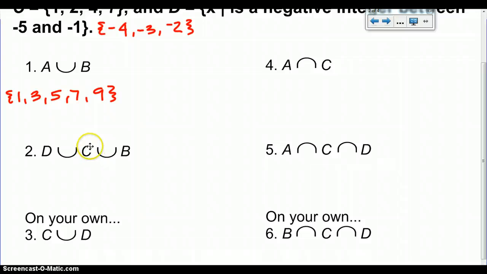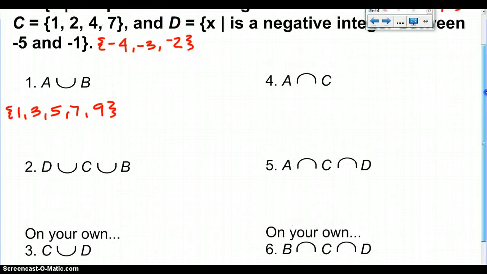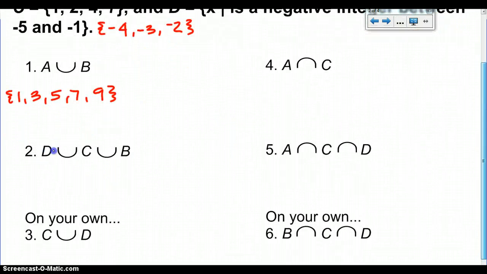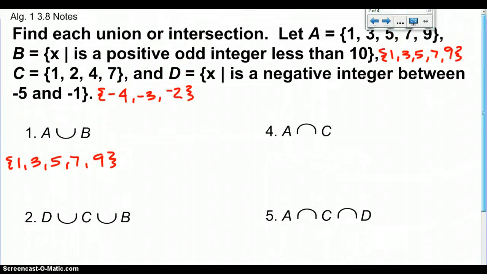So for number 2, D union C union B, so it's all the numbers that are represented in D or C or B. So, all the numbers that are in D, since those are the smallest, we're going to start with those. So we have -4, -3, -2. Then we have C and B. So B is right here, so we have 1. We have 2 that is represented in C.